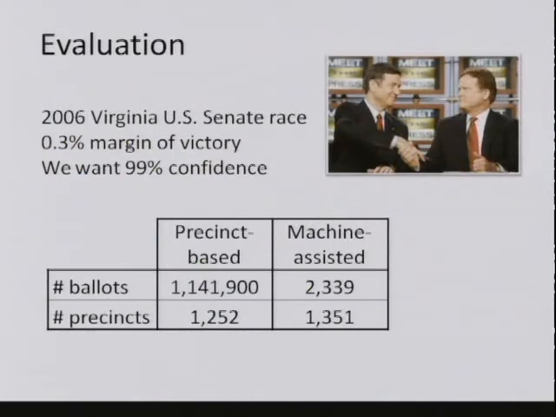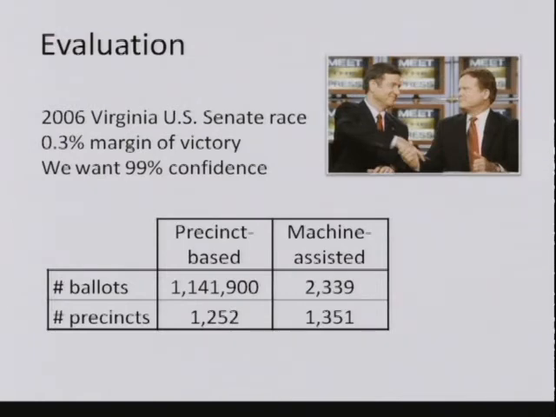All right, so how much good does this do? Here's some data based on data from the 2006 Virginia U.S. Senate race between Webb and Allen. This is a very close race, 0.3% margin of victory, and we want 95% statistical confidence that we'd catch a discrepancy between paper and electronic. As an aside, Virginia didn't actually use voter-verified paper ballots in this election, but we're pretending that they did and using the data to do this analysis.